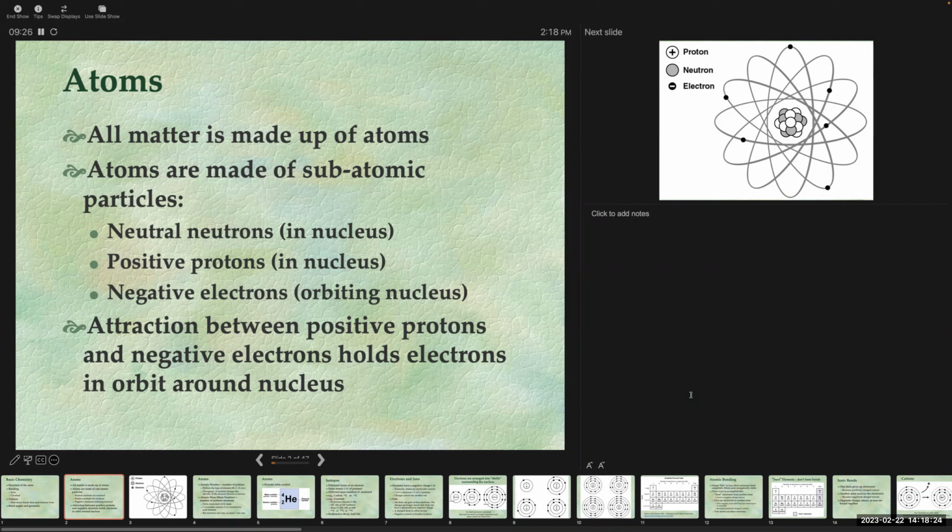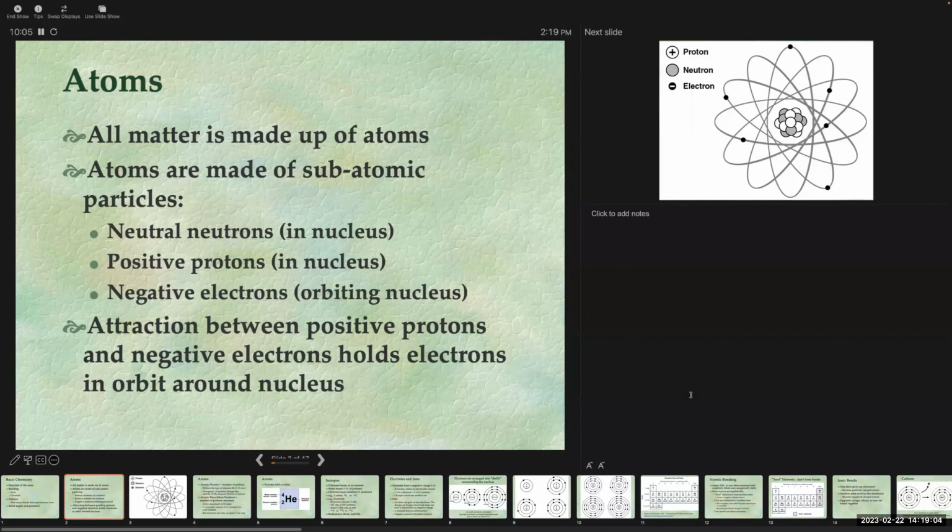And it was recognized that each atom had 2 distinct regions. There was a nucleus at the center of the atom, which is where the vast majority of the mass or the weight of the atom was located. And that nucleus was made up of two different types of particles. There were neutrons, which get their name from the fact that they are electrically neutral. They have no electrical charge. They're neither positive nor negative. There are also protons in the nucleus, which also have a lot of mass. But the protons have a positive charge to them.